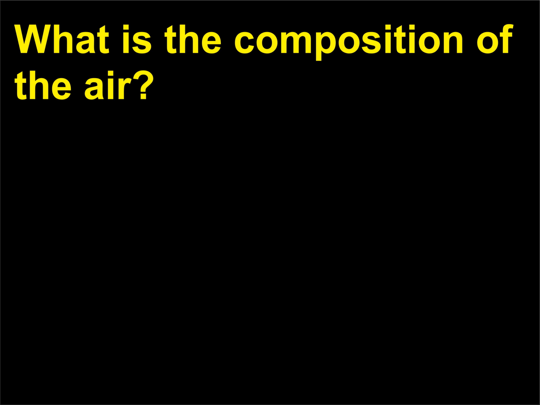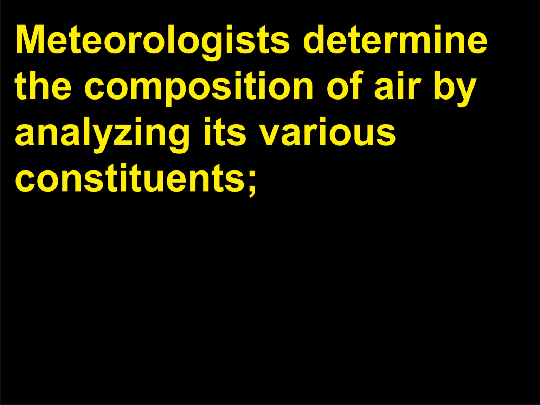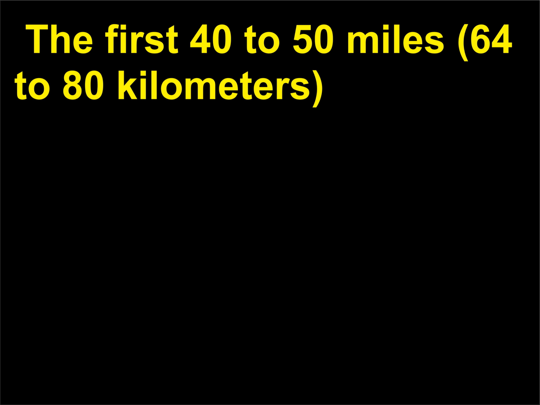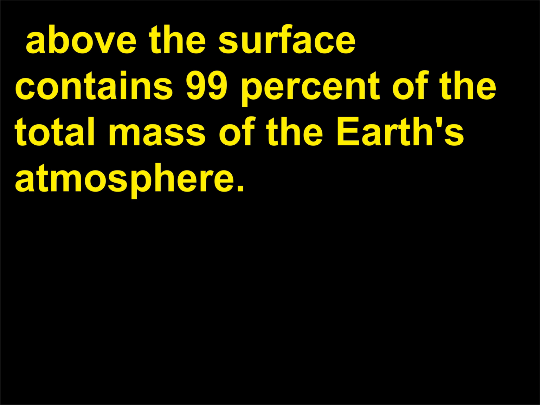What is the composition of the air? Meteorologists determine the composition of air by analyzing its various constituents. These are mainly displayed in terms of percent of the atmosphere. The first 40 to 50 miles, 64 to 80 kilometers above the surface contains 99% of the total mass of the Earth's atmosphere.